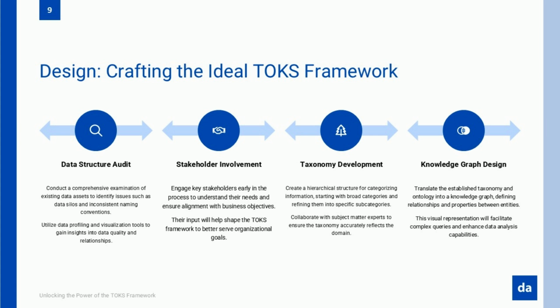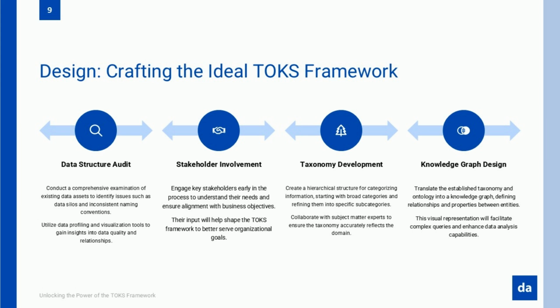When creating a domain-specific taxonomy, we start by identifying the core concepts and categories relevant to our field. This process involves extensive collaboration with subject matter experts and stakeholders to ensure we're capturing the full scope of the domain. We begin with broad categories and progressively refine them into more specific subcategories. For example, in a retail context, we might start with top-level categories like products, customers, and transactions, then break these down further based on specific attributes and relationships.